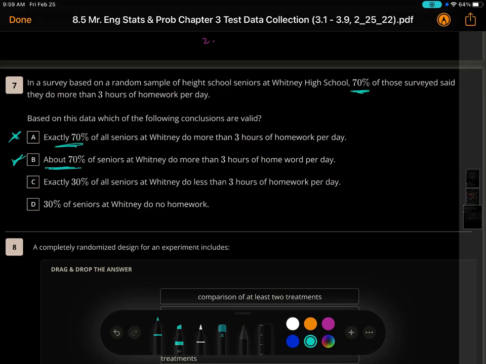Exactly 30% of all seniors at Whitney do less than 3 hours. No, that's not the case, because maybe 80% do less than 3 hours, but it's going to be around 30%. So don't do any complement or subtracting here. The answer is going to be B.